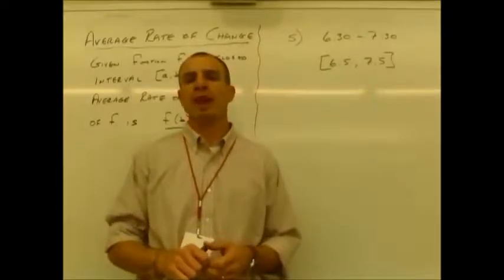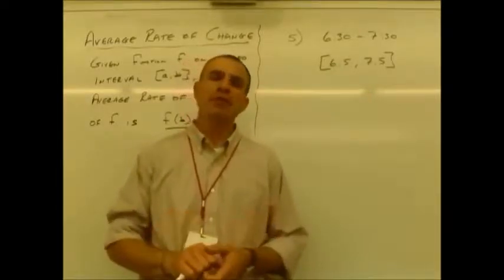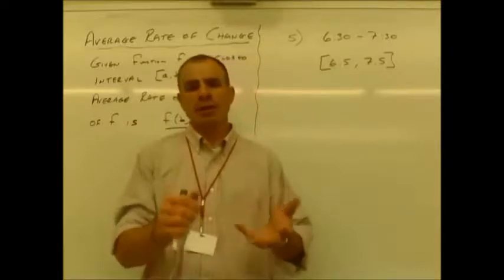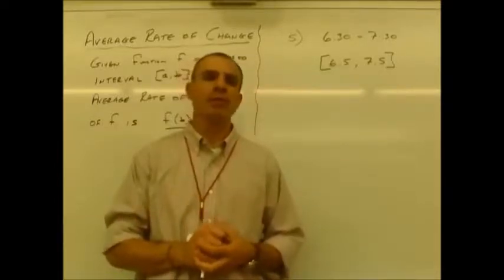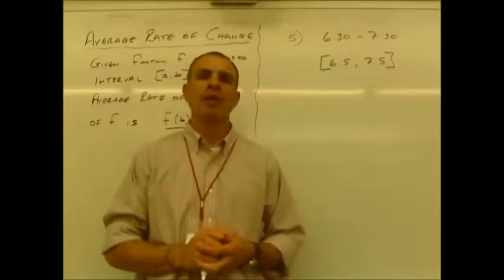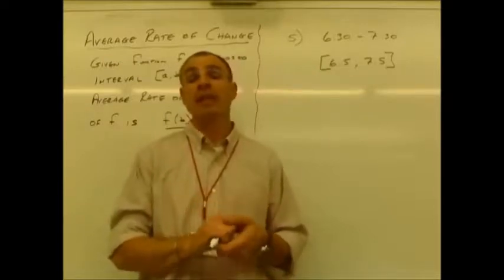So we have example number 5 here. We're looking at the average rate of change in this function. Our function is given to us in a graph format. So basically we have the graph of the population of the high school. We have specific values at specific times.